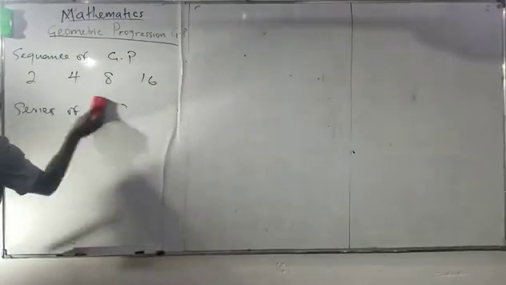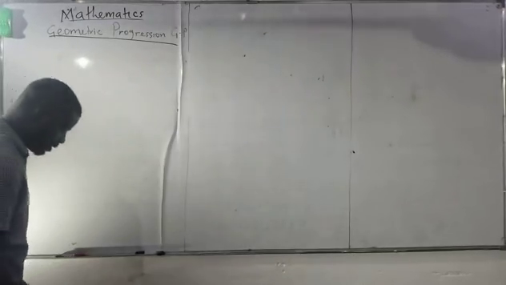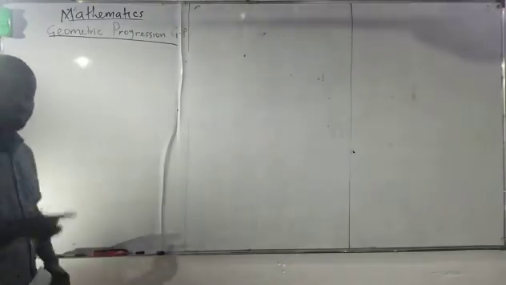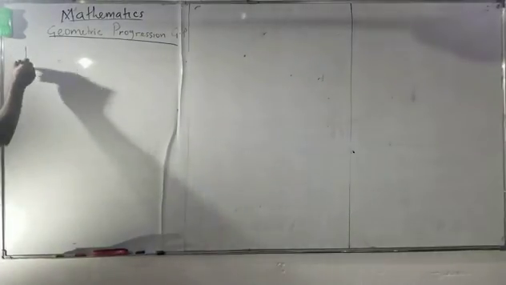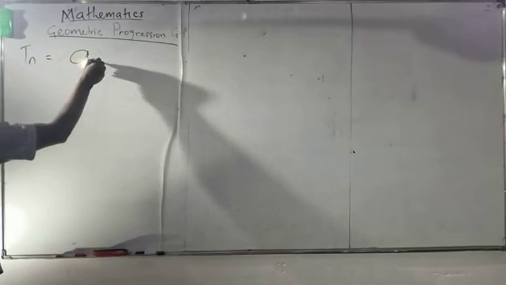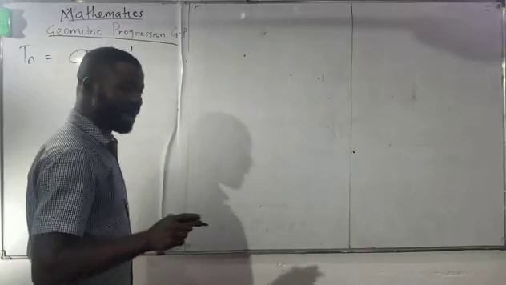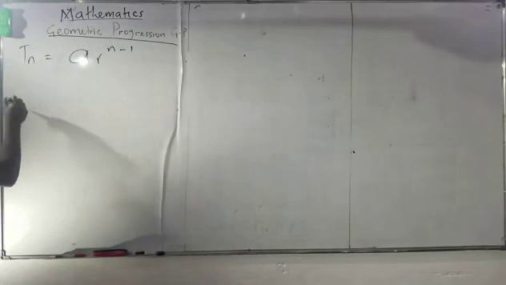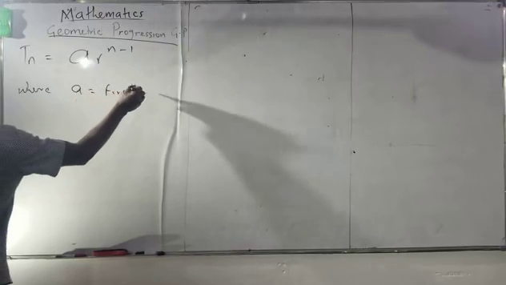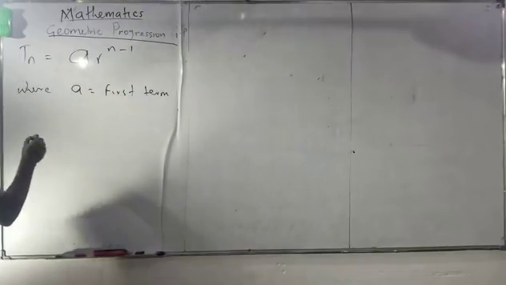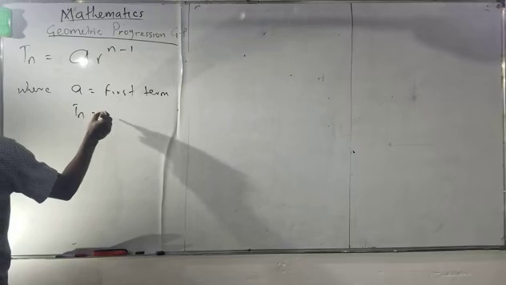Can I move on to problems? I have some problems here. Before we talk about the problem of GP, the first thing you need to know is that the nth term of the GP is equal to ar^(n-1). Please take note of this formula. It is a very important formula. My a is the first term, and my n is the nth term.